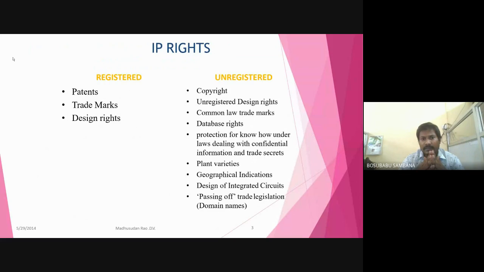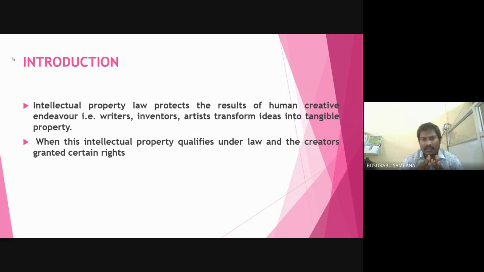Intellectual property law protects the results of human creative endeavors. Writers, inventors, and artists transform ideas into tangible property, like commercial property. When this intellectual property qualifies under IP law, the creators are granted certain rights. Laws also provide specific branches, like criminal law and civil law, and similarly patent law and IPR law.